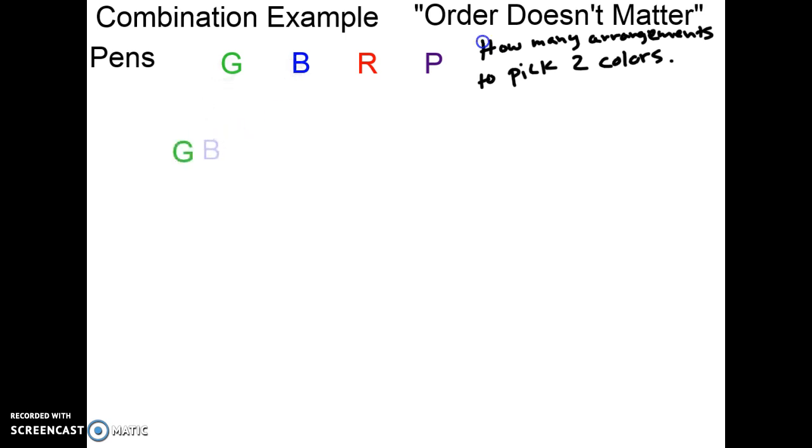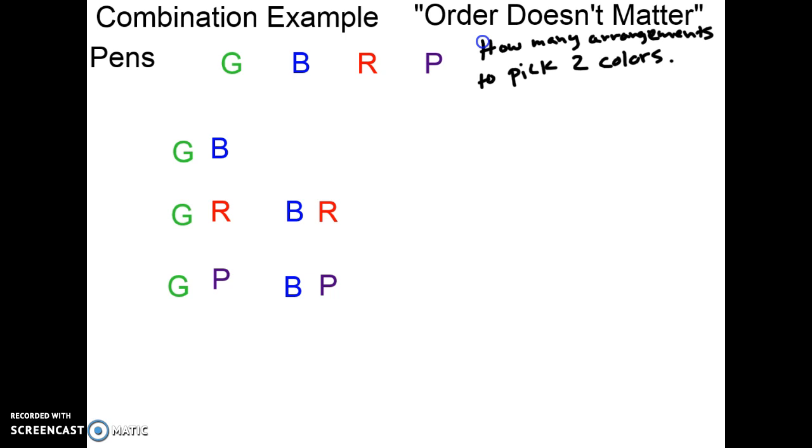So here we're going to start with green. We can go green, blue. We can go green, red. And we can go green, purple. So far it's the same that we've been doing all along. But now if we're going to do the ones that start with blue, I can't do blue, green, because green and blue are already together. So order doesn't matter. I'm going to put blue and red together, and I'm going to put blue and purple together. We didn't put blue and then green because in the first column we already have green and blue together, and it does not matter which one comes first.